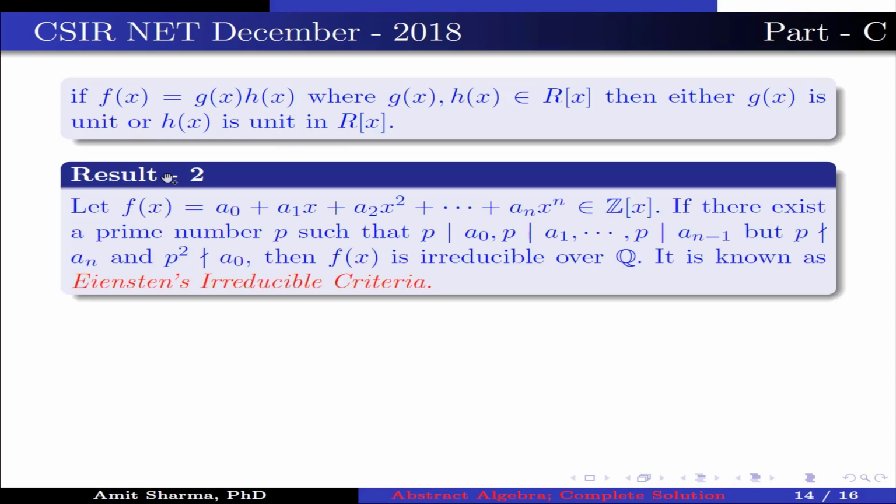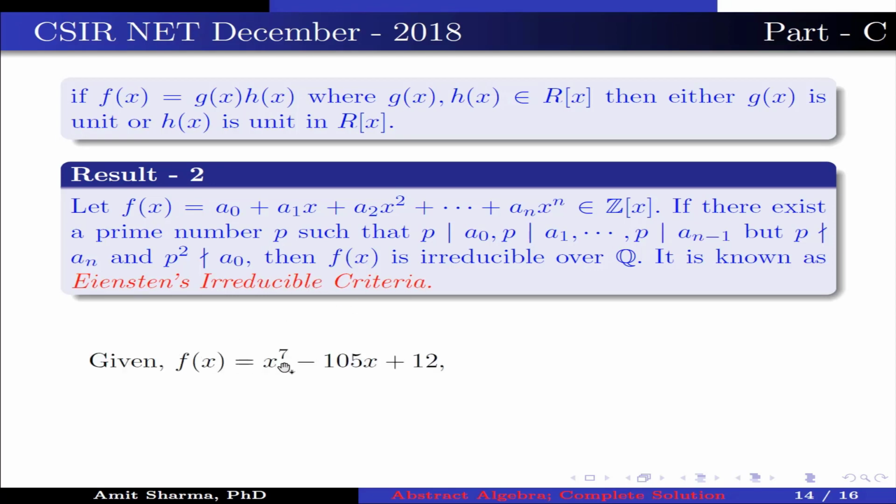Result number 2. Let f of x is equal to a0 plus a1x plus a2x square plus and so on a n x to the power n belonging to Z[x]. If there exists a prime p such that p divides a0, p divides a1 and so on p divides a n minus 1, but p does not divide a n and p square does not divide a0, then f of x is irreducible over Q. It is known as Eisenstein's irreducibility criterion.